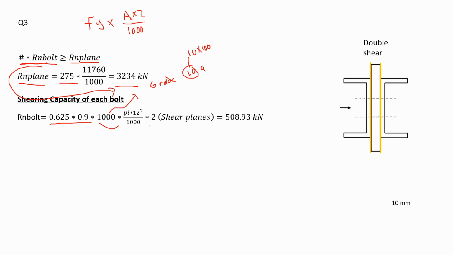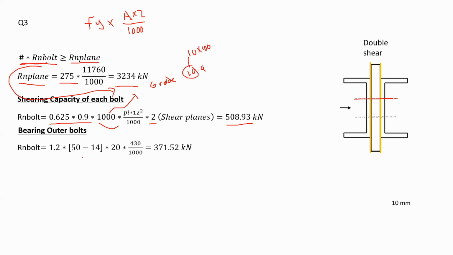And lastly, I'm multiplying by 2. Why is that? Because you have 2 shearing planes. As you can see, each bolt is actually under 2 shearing planes as shown in yellow. So we have double shear. Because we have double shear, I'm multiplying by 2. Therefore, the capacity of one bolt would be equal to 508.93 kilonewtons.